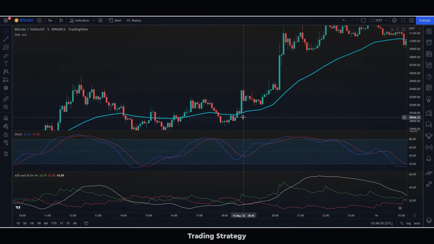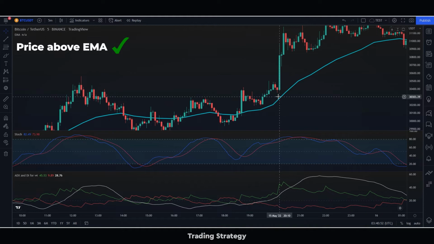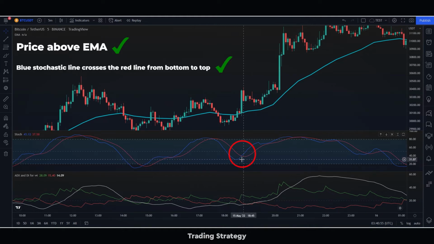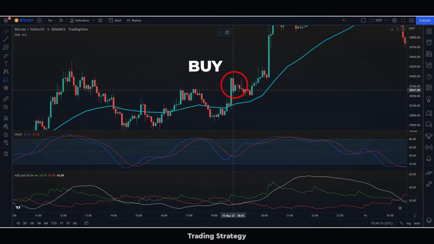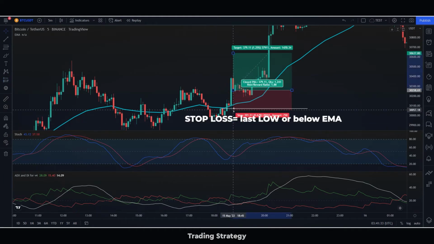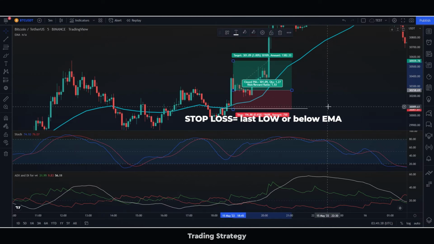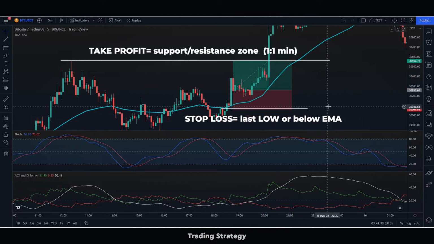To carry out a buy operation, first we will have to wait for the price to be above the EMA. If this is so, we will wait for the blue stochastic line to cross the red line from bottom to top. If this is true, we will see that in the ADX, the green line is above 20 and the red line is below 20. If this is also true, we will carry out the buy operation. We will put our stop loss at the last low or below the EMA if it is close. And we will place our take profit in the support and resistance zones with a risk-benefit ratio of at least 1:1.